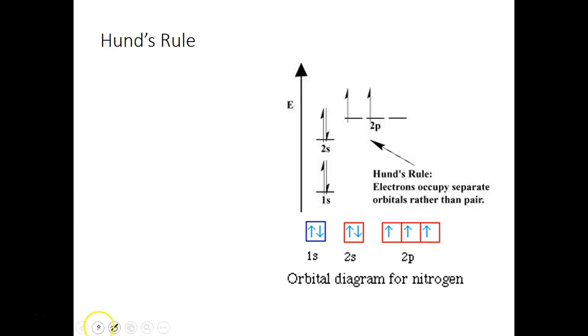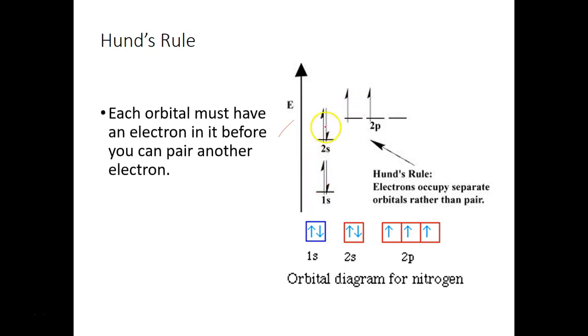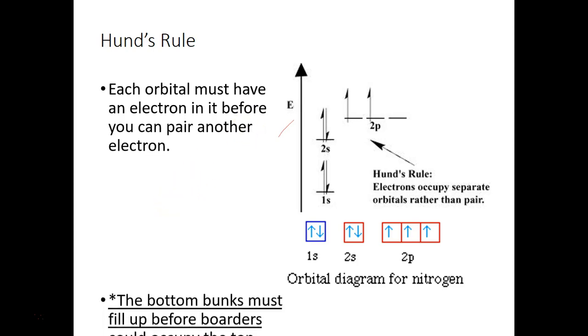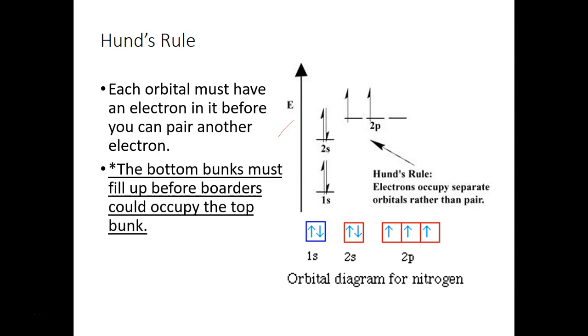The next rule is what we call Hund's rule. We use these arrows to represent electrons whenever we're drawing what's called orbital notation, and we use lines or boxes for that. Each orbital must have an electron in it before we start to pair them up. This is the same thing with the bunk beds. You had to fill up the bottom bunks first before you could put people into the top bunks.